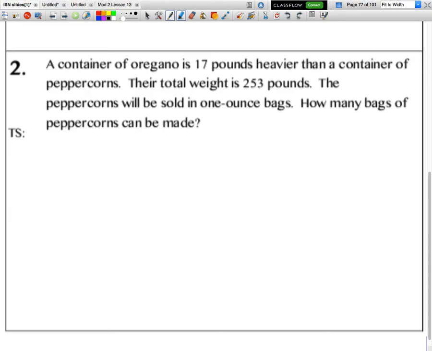So we got a lot of information right now. But we know how much peppercorns. No, wait. We don't know how much peppercorns are. Okay, rewind. We know that oregano is 17 pounds heavier than peppercorns. So I can say that peppercorns plus 17 equals oregano. So however much peppercorns are plus 17 more equals oregano, because oregano is 17 pounds heavier than peppercorns.